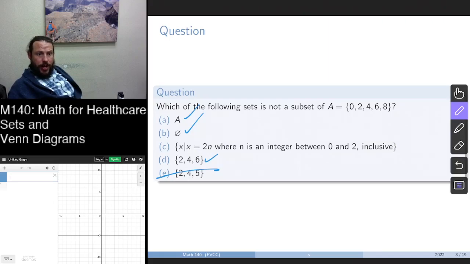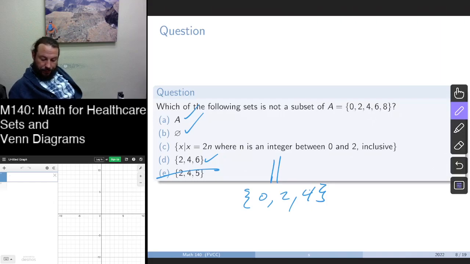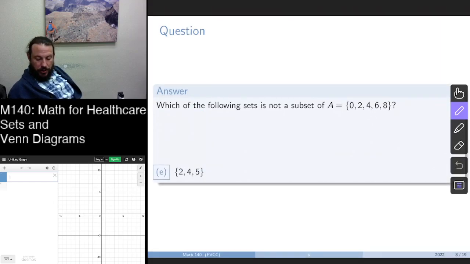How about this one? X such that X equals 2n, where n is an integer between 0 and 2. Why don't you take a minute, maybe hit pause, and see if you can figure out what that set is. Between 0 and 2, 2 times 0 is 0, 2 times 1 is 2, 2 times 2 is 4. So it's the set {0, 2, 4}, and that is a subset of A. So {2, 5, 8} is the only one that's not a subset.